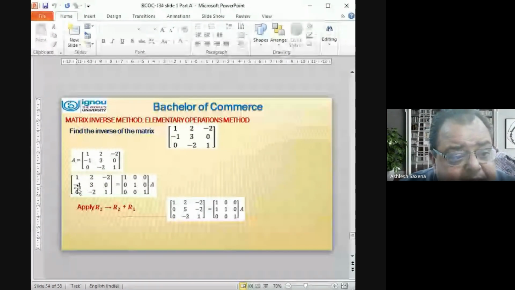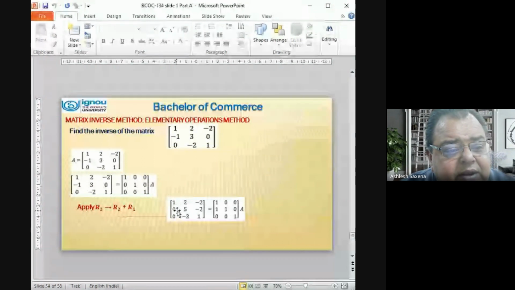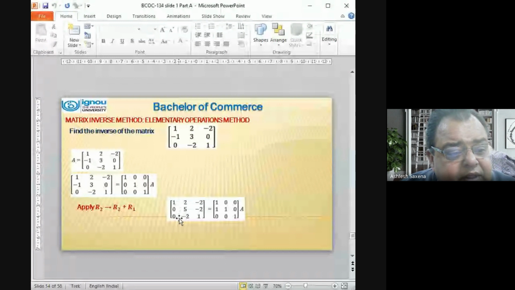So when you add minus 1 plus 1, it will become 0. Adding these two, this will become 5, and adding these two, this will become minus 2. Correct? Similarly, the same operation has to be done over here: R2 plus R1. R1 plus R2 will become 1, R2 plus R1 will become 1, and 0 plus 0 will remain 0. Now you can see you have achieved this part.